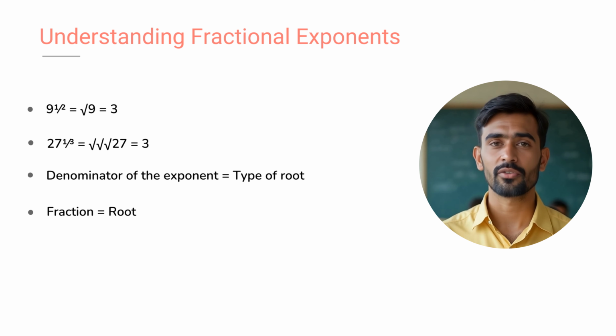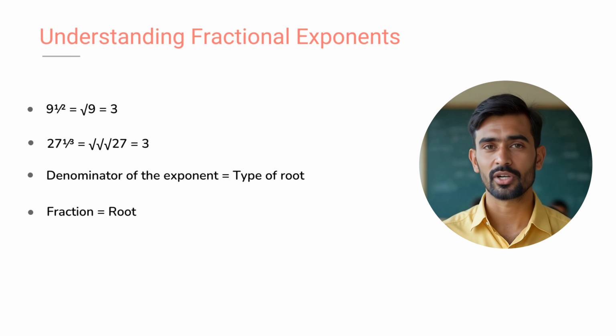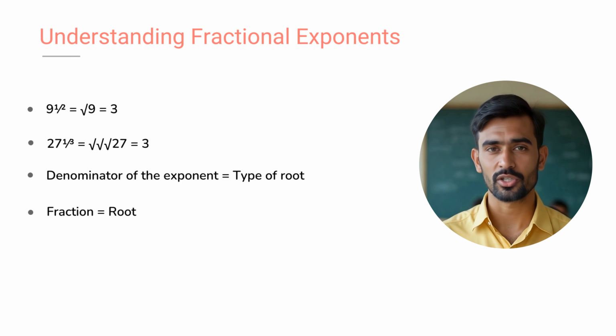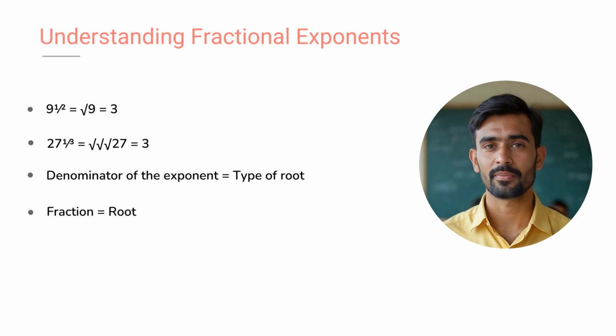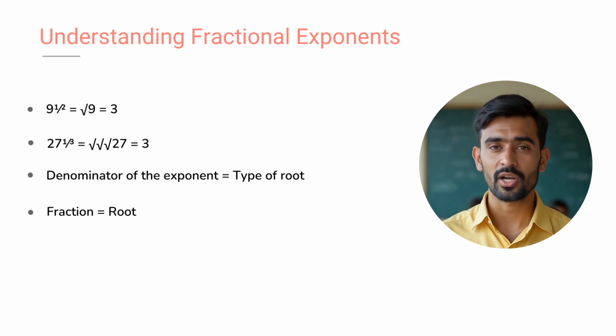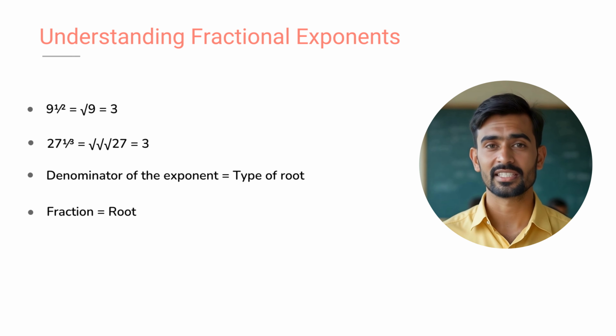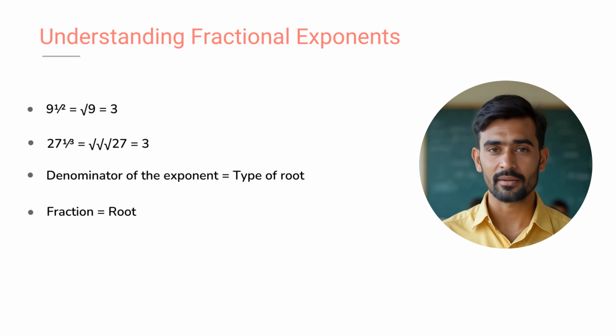Now let's decode fractional exponents. They look tricky, but they're actually super useful. Say you have 9 to the power 1 half. That's the same as the square root of 9, and that is 3. What about 27 to the power 1/3? That's the cube root of 27, which equals 3 again.